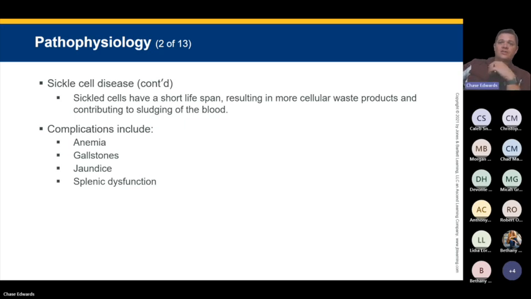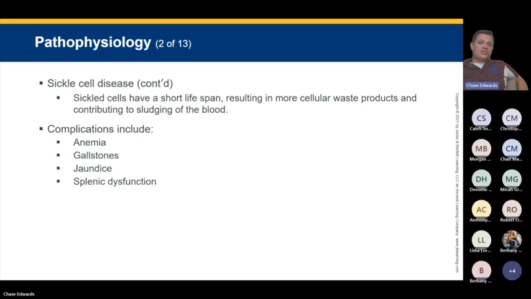All right, so sickled cells have a short lifespan. So that results in more cellular waste products in the bloodstream, and it contributes to sludging or clumping of the blood. So it's important for these patients to maintain hydration. If they have insufficient hydration, that can lead to increased clumping or that sludging that we talked about.